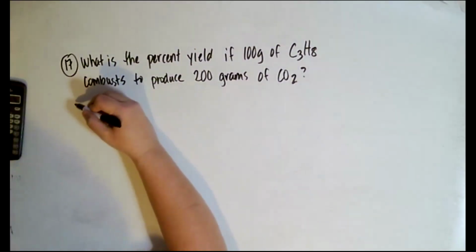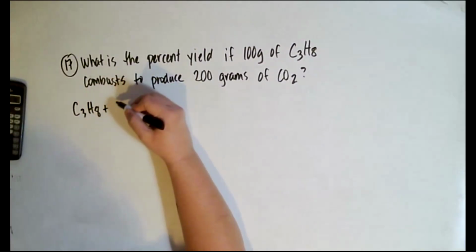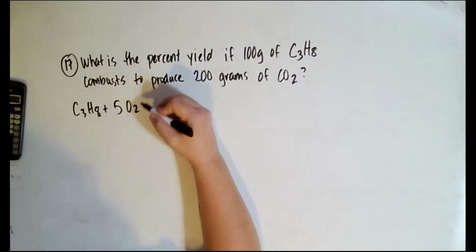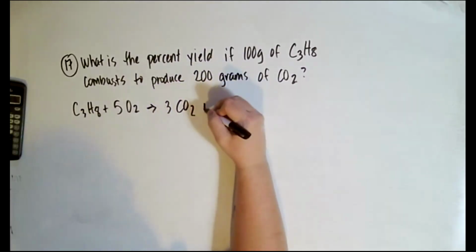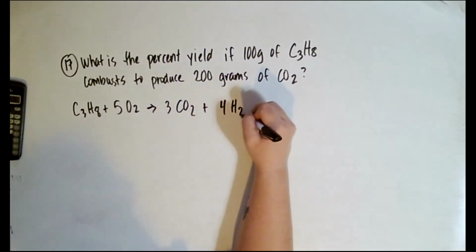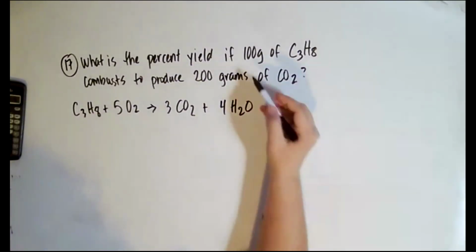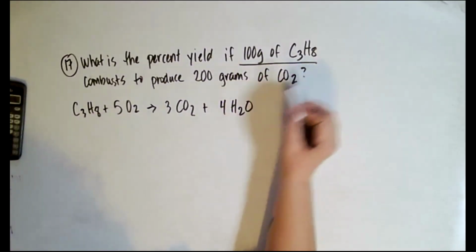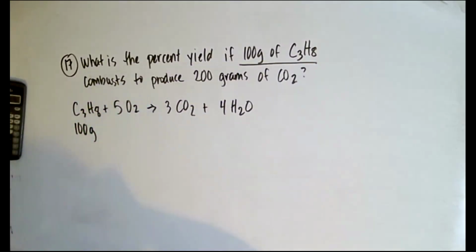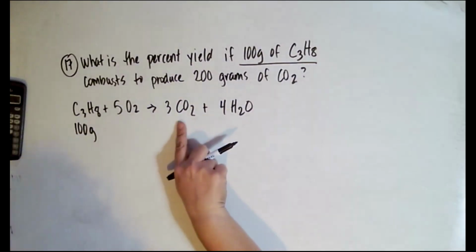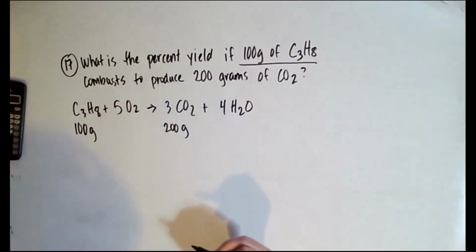Okay, and they give us our reaction. So we have C3H8 plus 5O2 produces 3CO2 plus 4H2O. Okay. And the information that they've given us here, they've told us that we're starting with 100 grams of our C3H8, our propane, and we're going to be able to produce 200 grams of CO2.